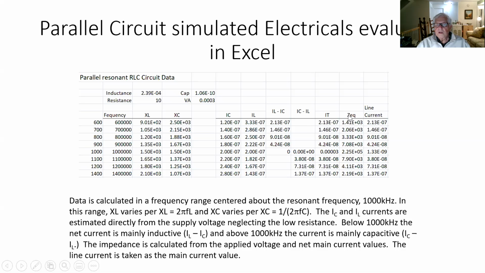And impedance-wise, we can figure the impedance, which is a function of XL and XC. We're ignoring the low 10 ohms. It really doesn't add much to it. So that's our impedance. And our impedance at 1,000 is maximizing, or our line current is minimum. All right, so let's see if that shows up.